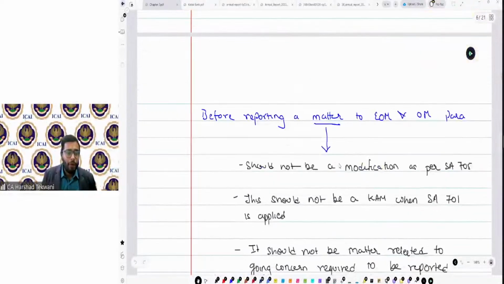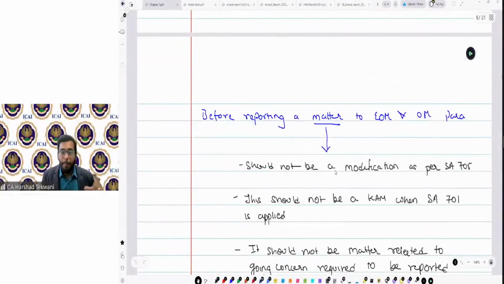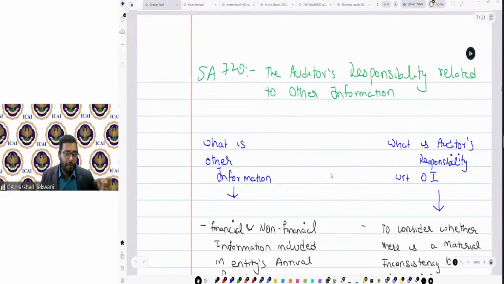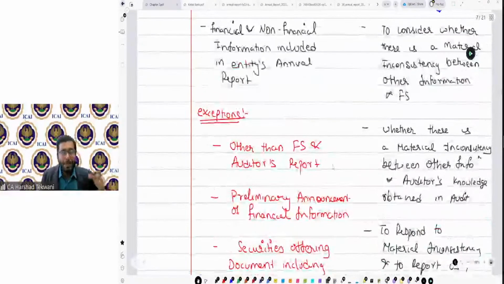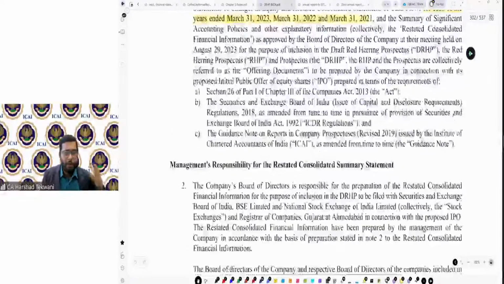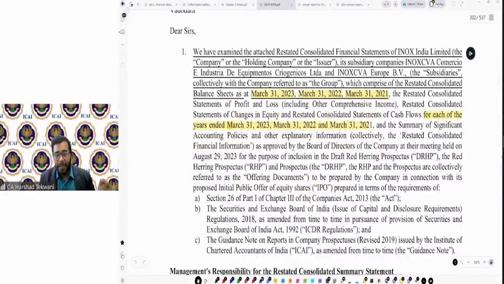Then we discussed SA 710. Okay, comparatives and corresponding financial figures and comparative financial statements. We saw with an example what is the corresponding figure and what is the comparative financial statement. We took an example of a DRHP. Remember that in a DRHP we have comparative financial statements. So we saw one DRHP where the opinion was based on multiple years. Okay, in a single audit report, we are giving multiple opinions for multiple years.